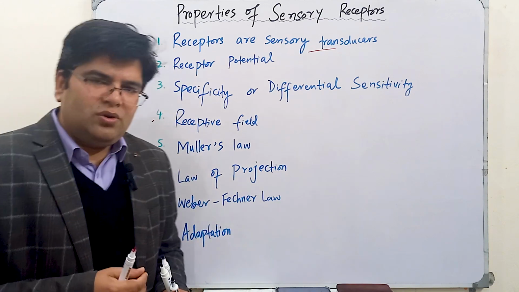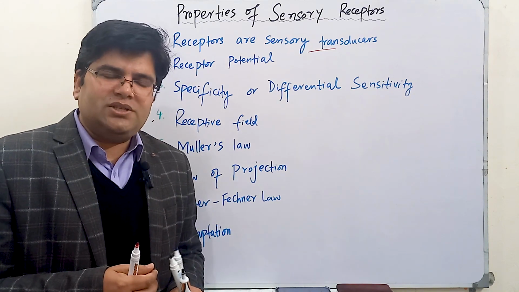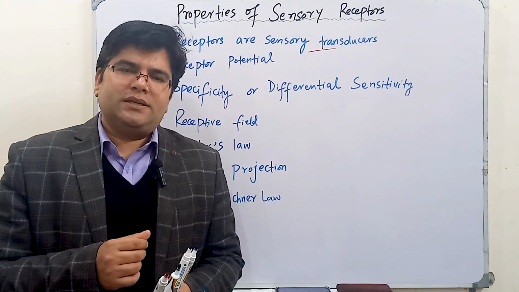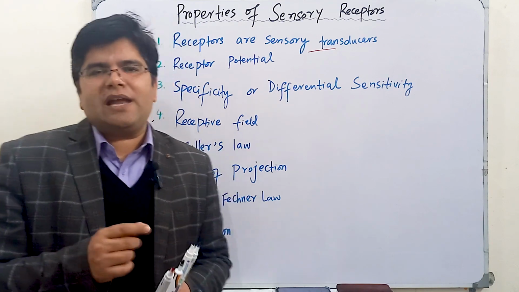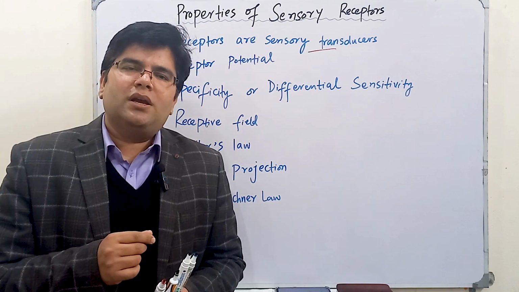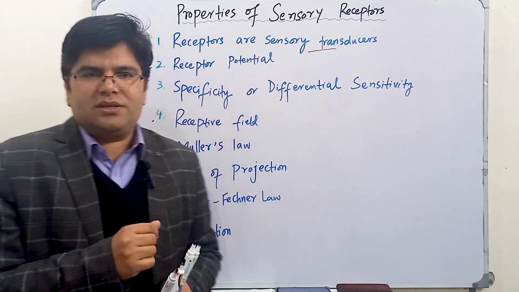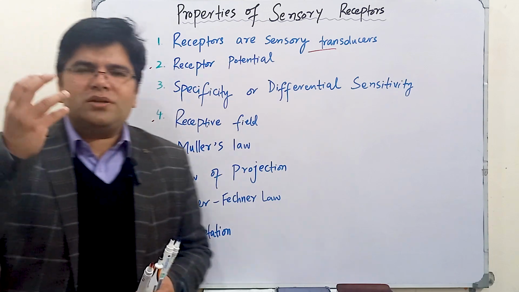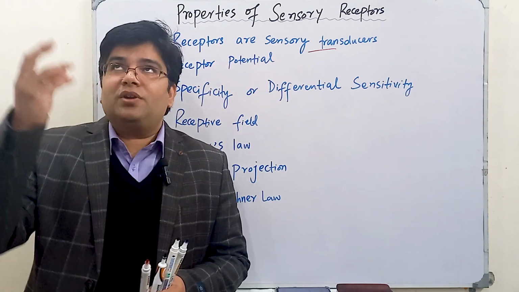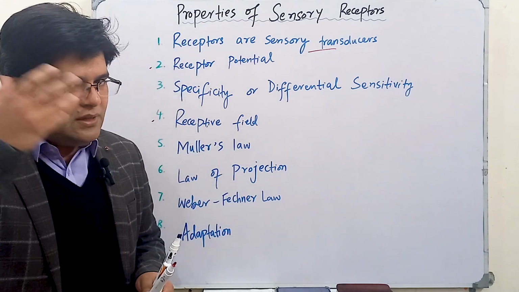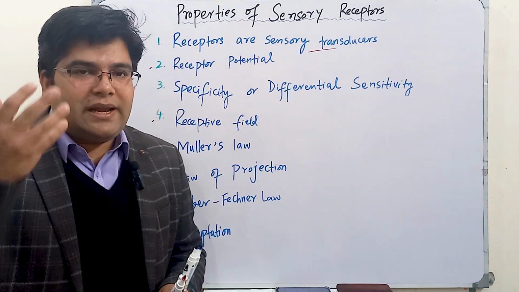Muller's law or Muller's doctrine of specific nerve energies states that one nerve fiber carries a certain sensation, and the sensation carried by that nerve fiber is the one which is produced when the receptor is stimulated by its adequate stimulus. For example, the rods and cones in our retina are stimulated by light, which is the adequate stimulus for them. So the signal carried will be the visual signals or light signals.